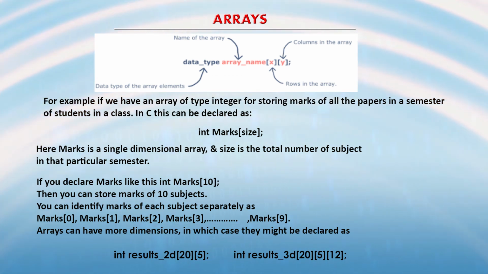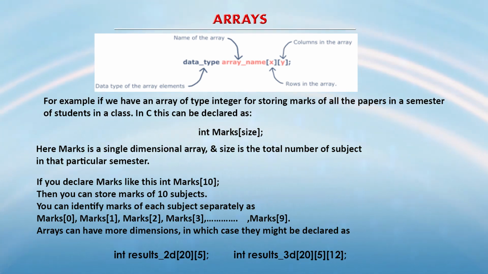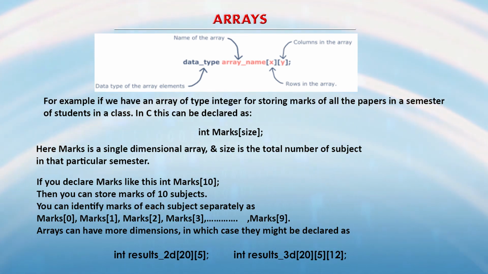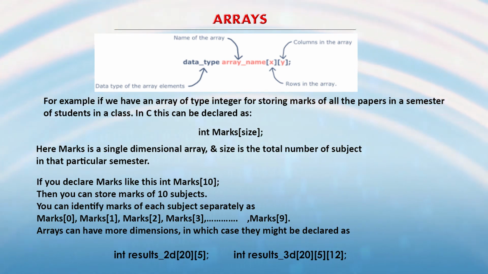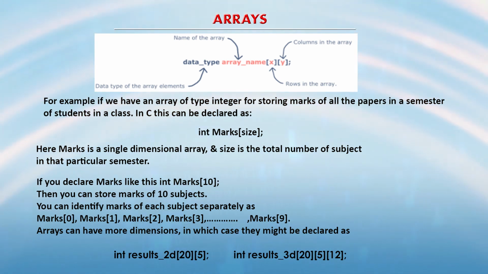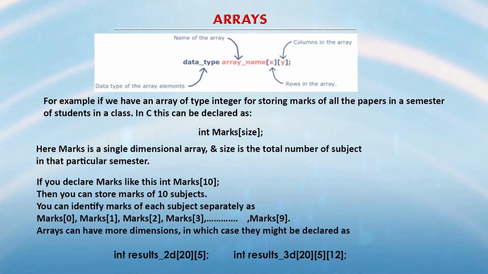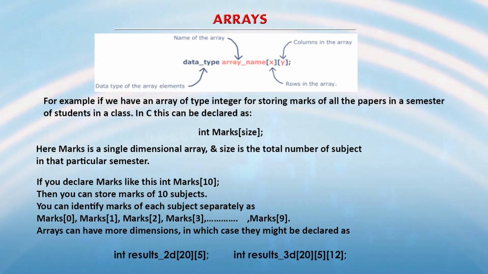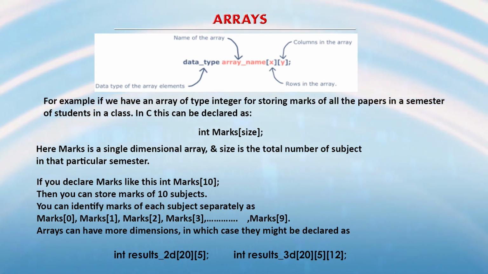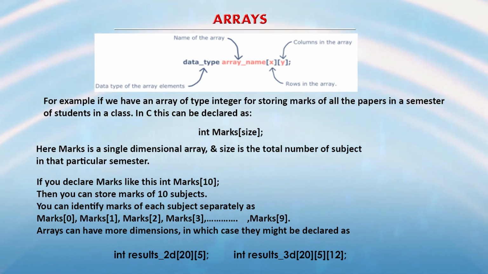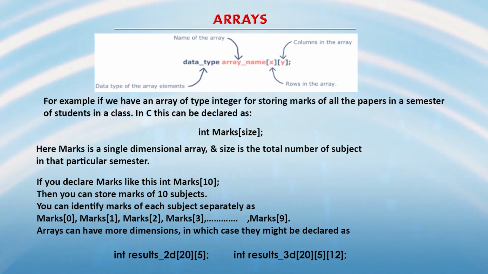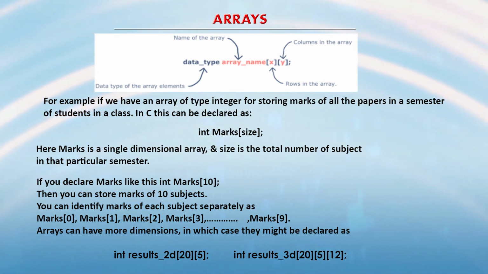Apart from this, int result_3d, within the square brackets we have 20, 5 and 12. This represents that the dimension is 3D. We have 3 dimensions because there are 3 square brackets, each containing the values 20, 5 and 12. So this is a 3 dimensional array whose name is result_3d, and it stores values of integer data type.